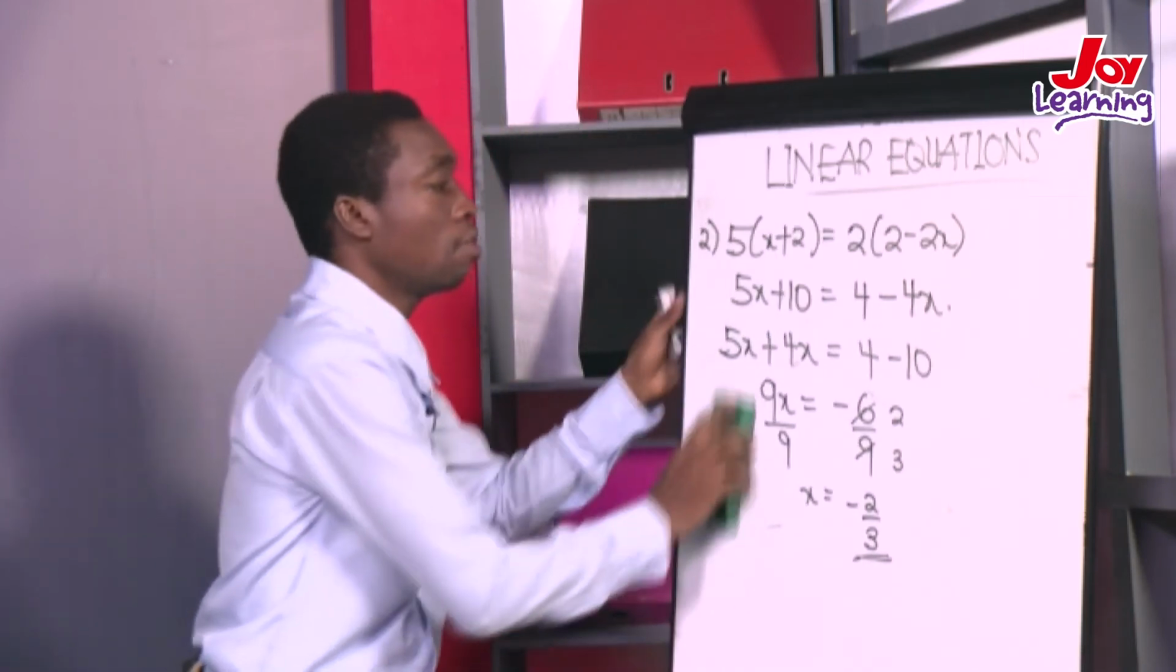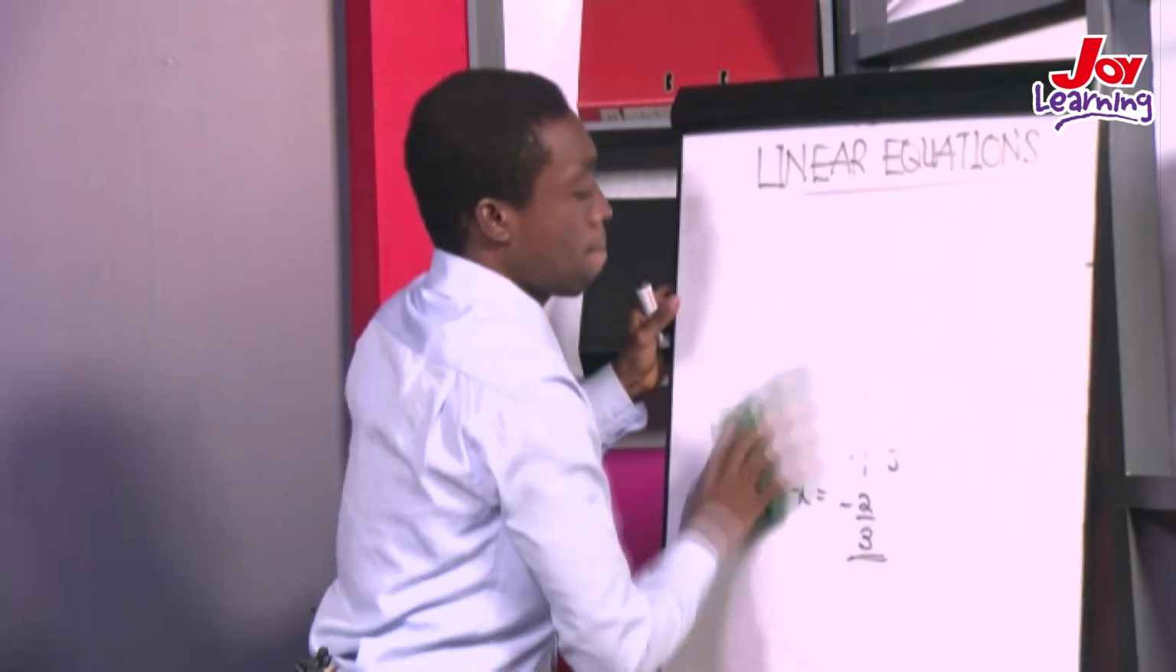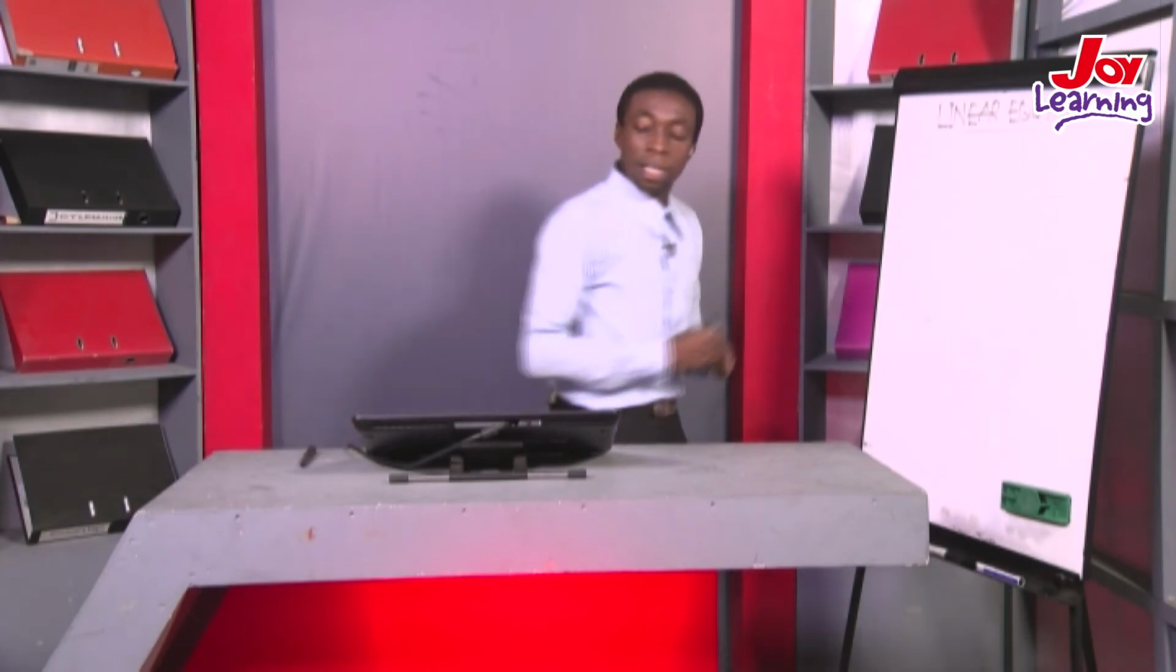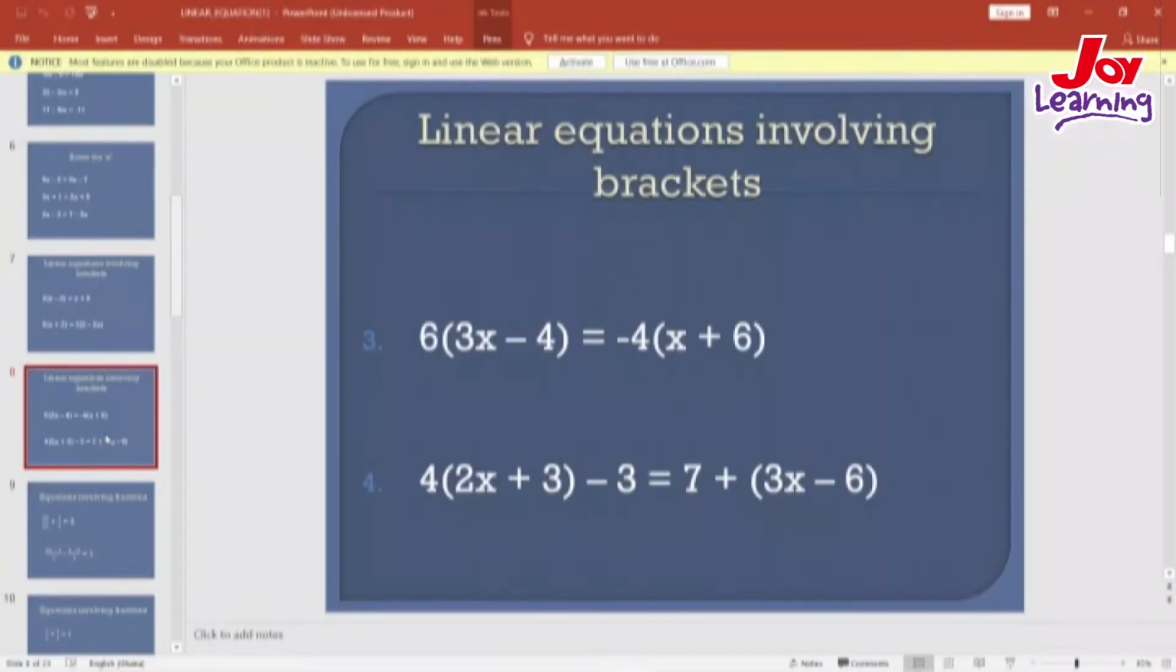Now let's go to some other examples to look at. We have 3 and 4. Example 3: 6 into bracket 3x minus 4, bracket close, is equal to negative 4 into bracket x plus 6.